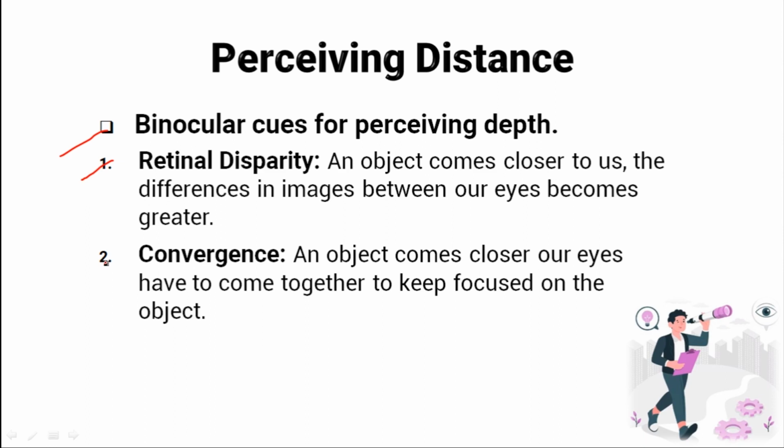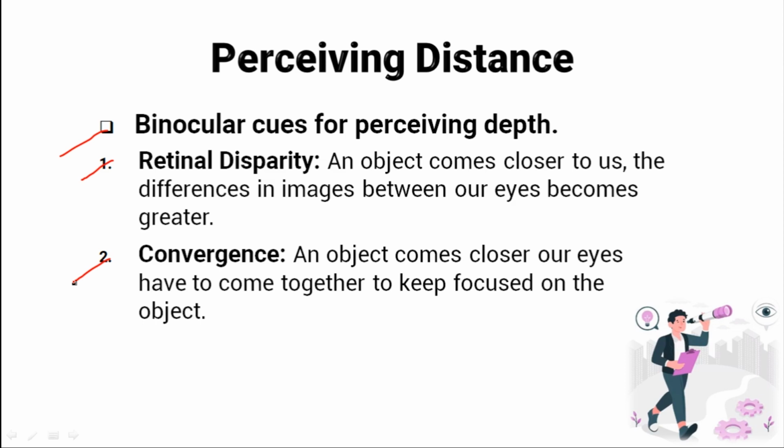Now, convergence. Convergence is a binocular cue that helps us perceive depth. In convergence, as an object comes closer to our eyes, our eyes have to come together to keep focused on the object. It occurs when an object moves closer to us, causing our eyes to adjust and turn inward to maintain focus on the object. This inward movement of the eyes is called convergence.